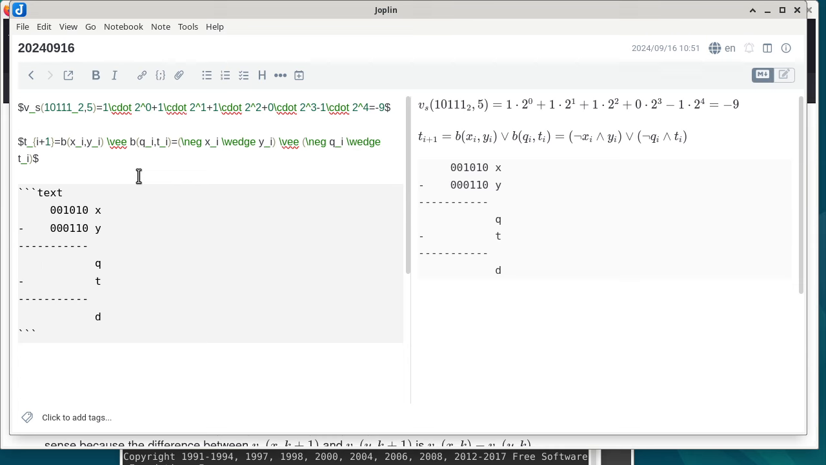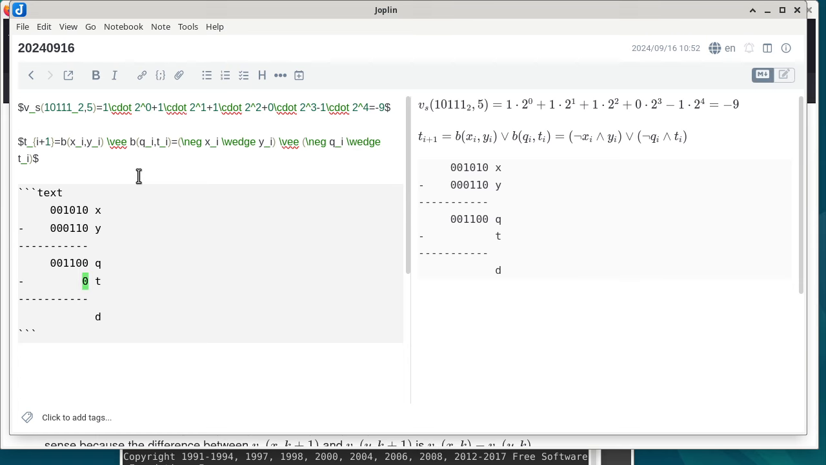So this would be 001100, because the entire Q row is a bitwise exclusive OR between X and Y. The other way to say that is every bit position of Q is the exclusive OR of the digits from X and Y of the same position. Okay, so that's how I did the Q row.